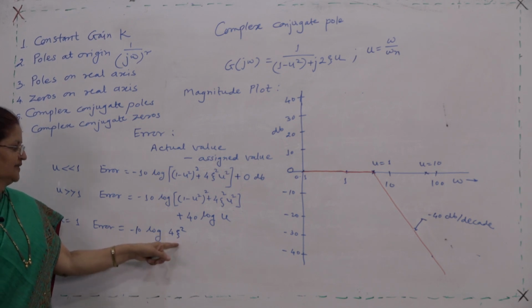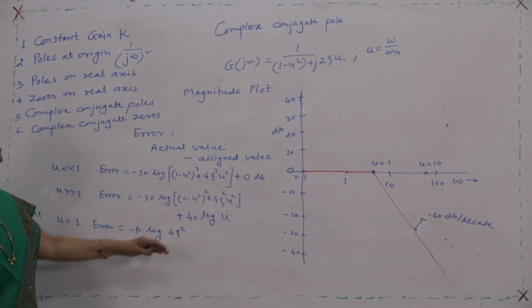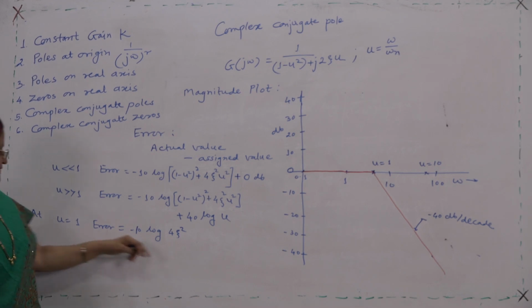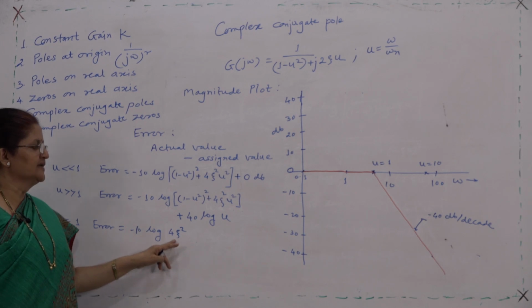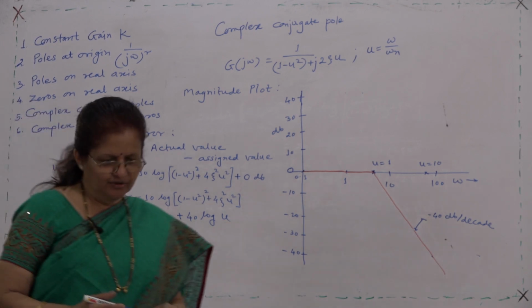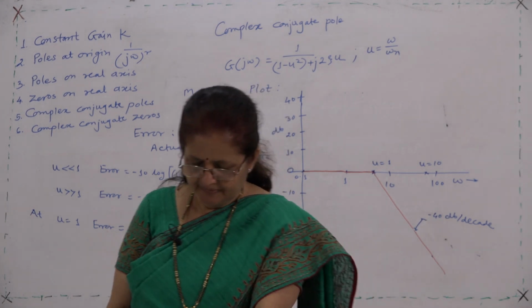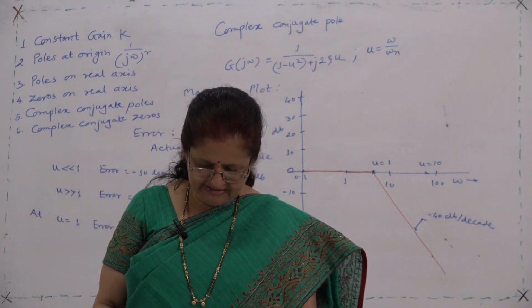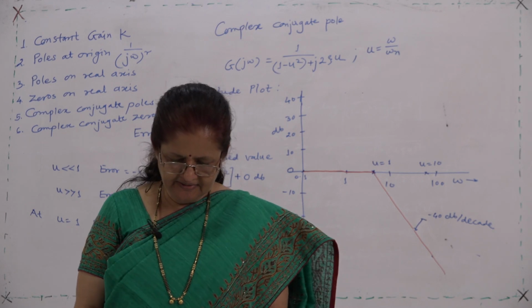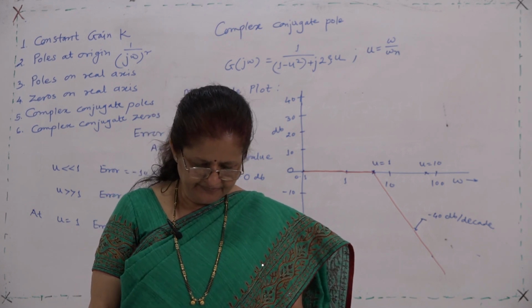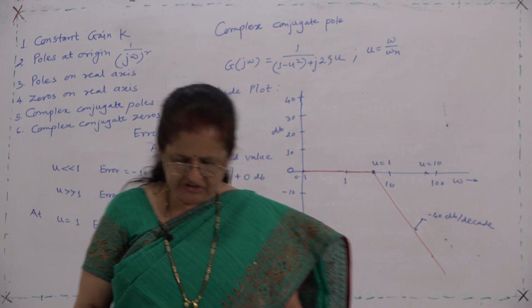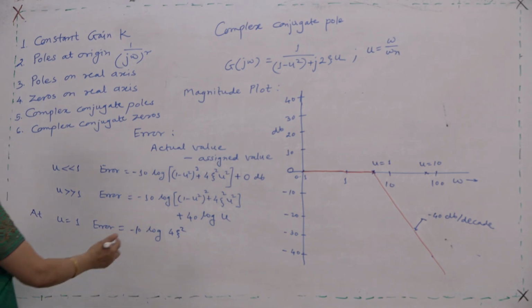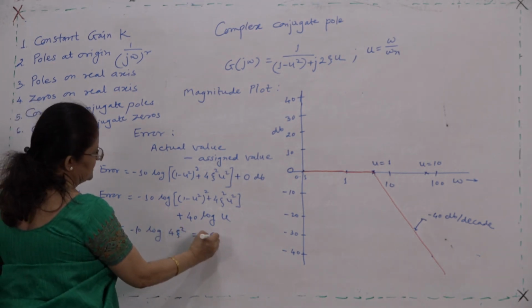So, consider now zeta is 1. Different values of zeta you can consider and find out the error. If zeta is 1, what will you get? Minus 10 log of 4. The value you will get is somewhat minus 6 dB. So, check that value, minus 10 log of 4. You will get this value as minus 6 dB.